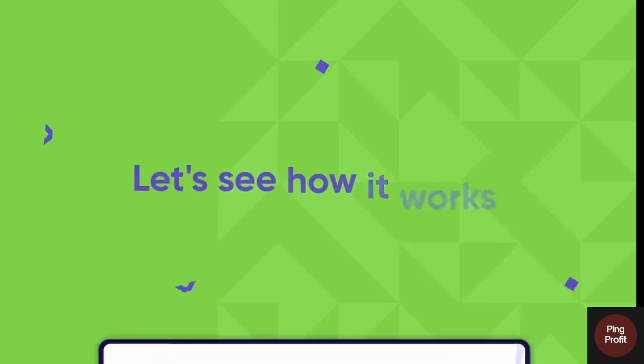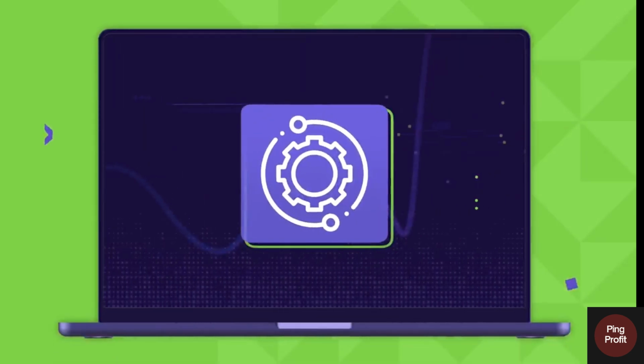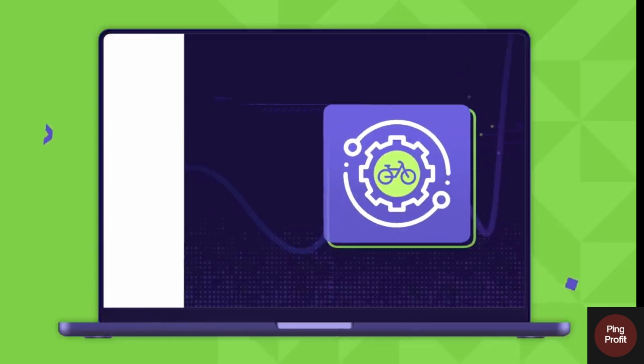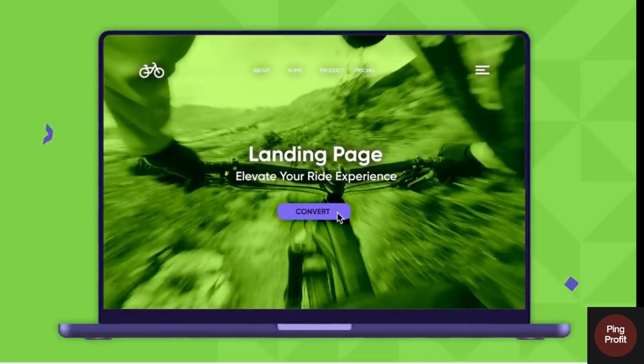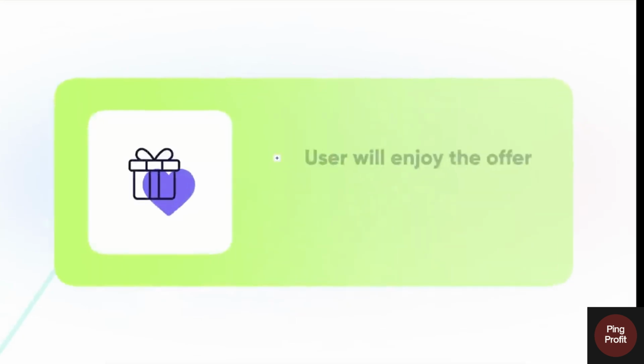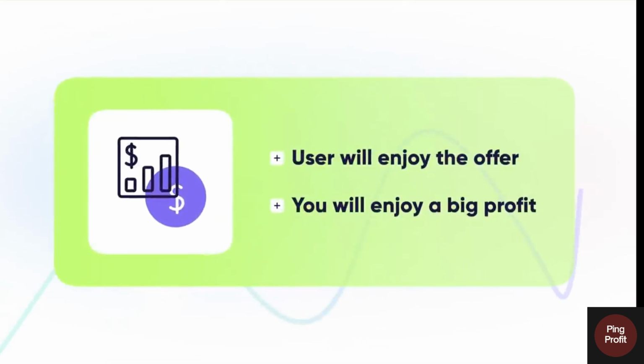Look how it works. A user clicks on your link. SmartLink's AI algorithm immediately analyzes the user's geo, devices, and other important information. The user is redirected to a page with an offer that will most likely engage them. The chances are high that the user will enjoy the offer, and you will enjoy a big profit.